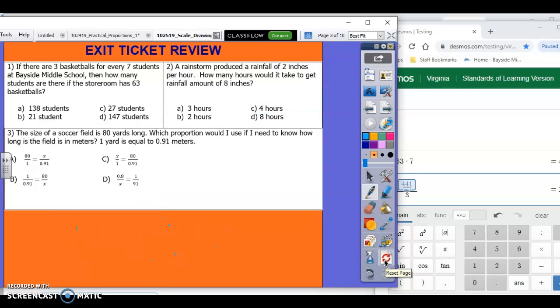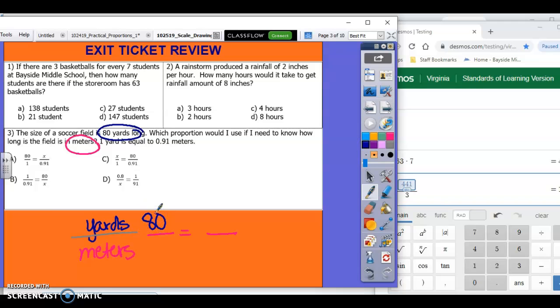The size of a soccer field is 80 yards long. Which proportion would I use if I need to know how long the field is in meters? And then it goes on to tell me 1 yard is equal to 0.91 meters. So I'm going to start off with the blue color, and I'm going to use that for my yards. So I'm going to put yards. And then my other measurement is meters. So I'm going to use the pink again for meters. So I know that the soccer field is 80 yards long. So 80 yards goes here.